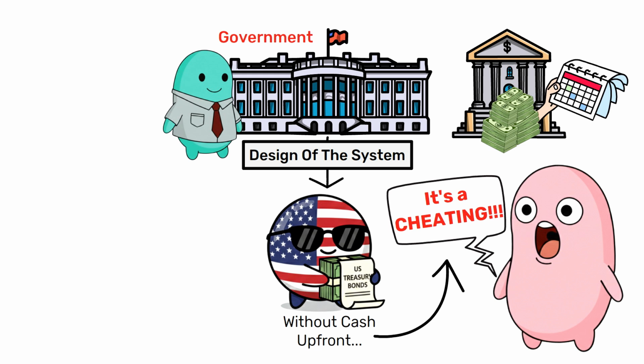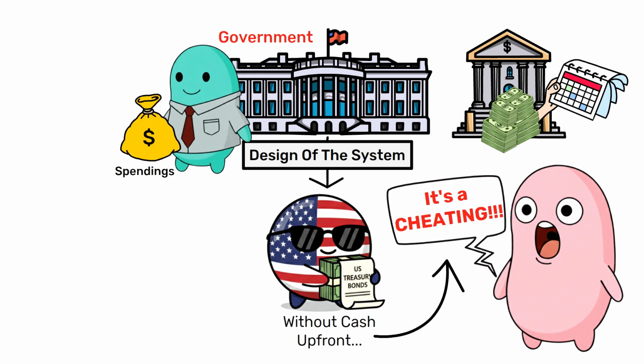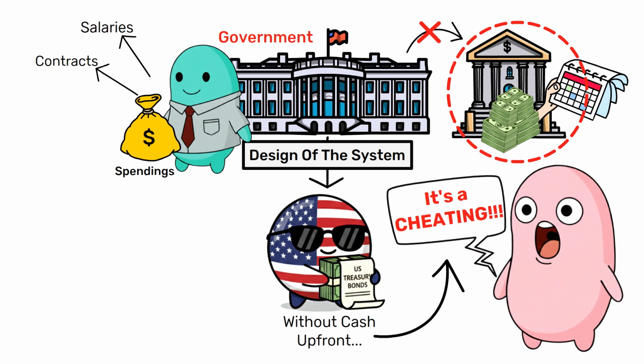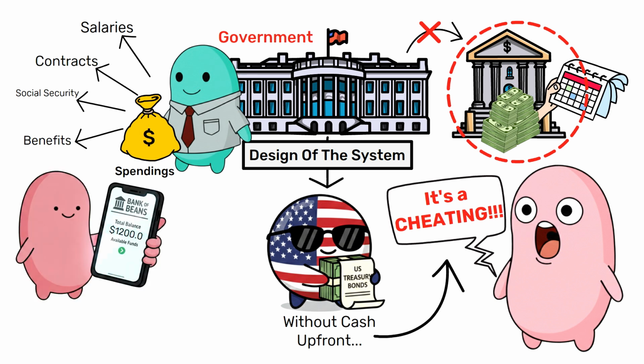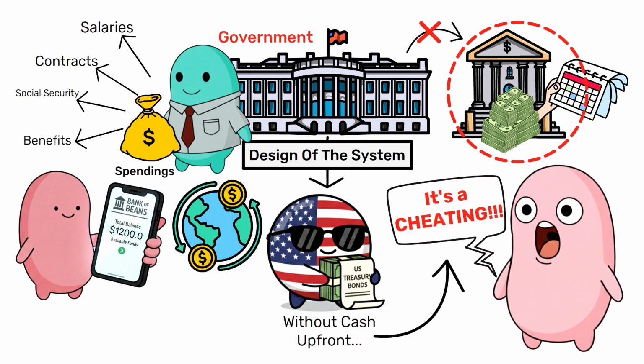Here's the plain English version. When the U.S. government spends money, it doesn't check its bank balance first. It authorizes payments, salaries, contracts, Social Security benefits, and those payments show up as brand new deposits in people's bank accounts. In other words, government spending injects new money straight into the economy. No printing required, no vaults involved.